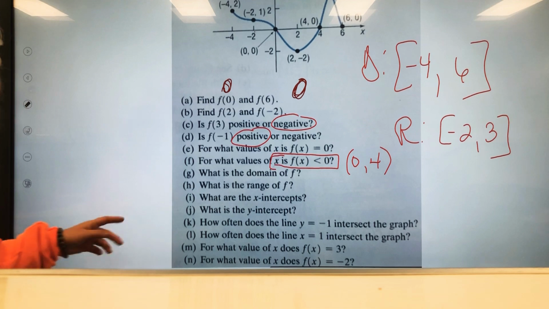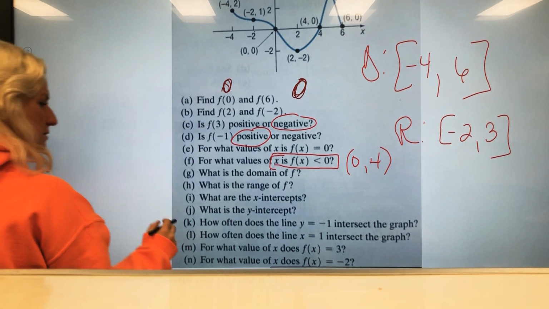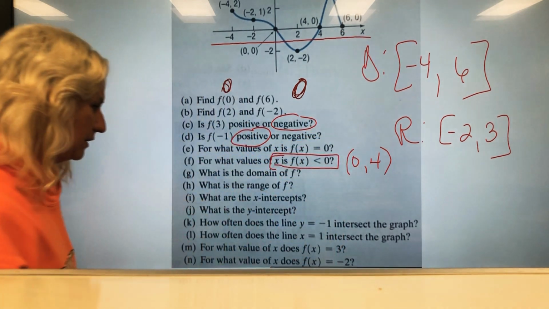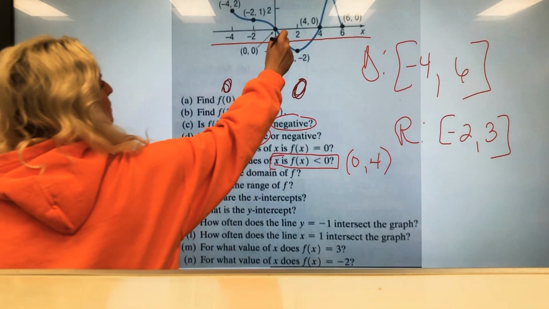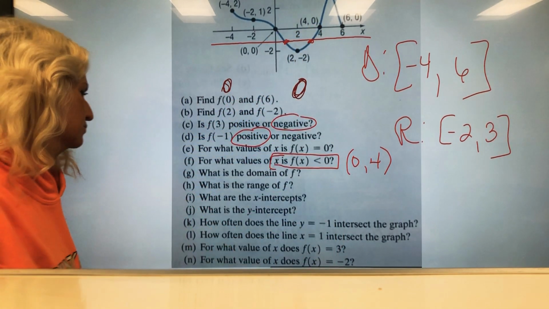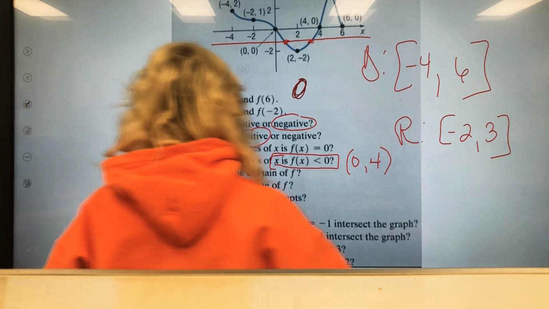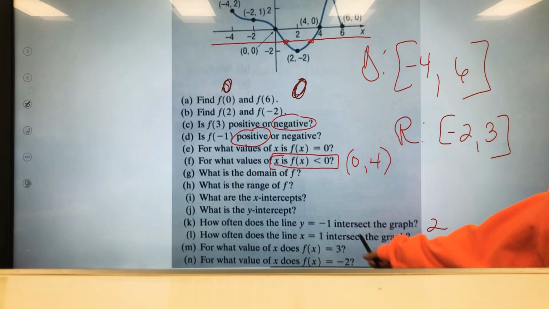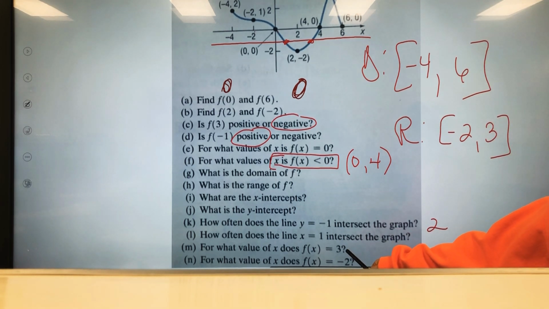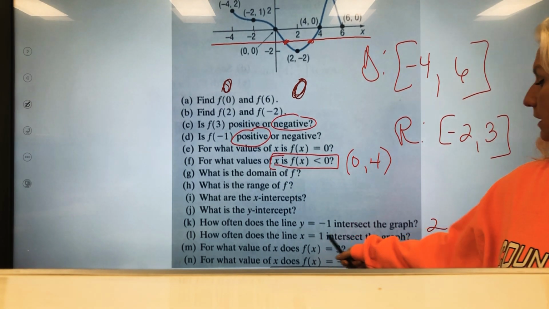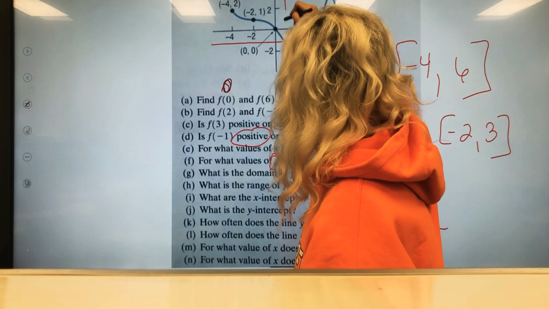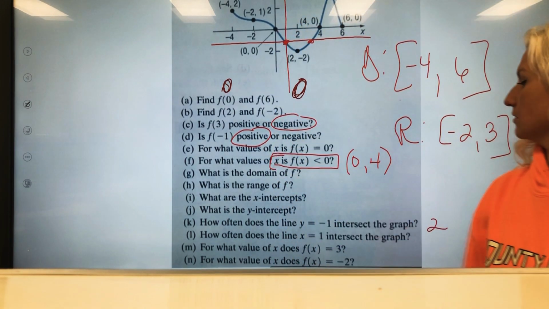Right? How often does the line y equals negative 1, which is right around there, intersect the graph? 1, 2. That's this here. Okay? How often does the line x equals 1 intersect the graph? So where's the line? When x equals 1, that's a vertical line. So that only intersects the graph one time.